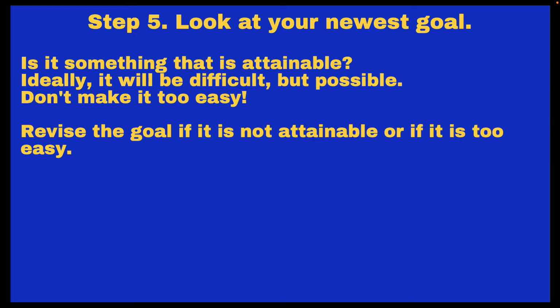If it's not both specific and measurable, stop the video and revise it. Step 5, once you've made sure your goal is specific and measurable, let's look at it again and ask yourself, is it attainable? So an ideal goal is going to be difficult, but attainable or possible. But don't make it too easy. So it needs to be hard, it needs to be a challenge, it needs to stretch your abilities and be something that you're going to be proud of. Don't make it too easy. If it's not attainable or if it's too easy, this is the time to revise it.